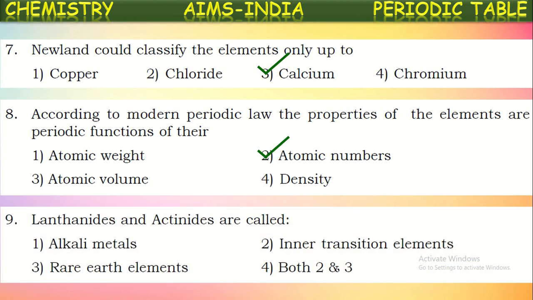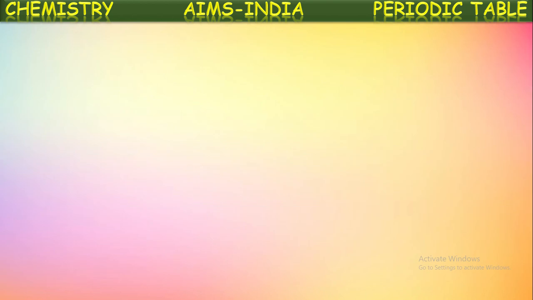Next one. Lanthanoids and actinoids are together called as. Yes, lanthanoids and actinoids are present at the bottom of the modern periodic table. Those elements are together called rare earth elements or inner transition elements, also called f-block elements. So here, inner transition elements and rare earth elements is the correct answer. So it will be now 2 and 3 is right. Okay, next one.